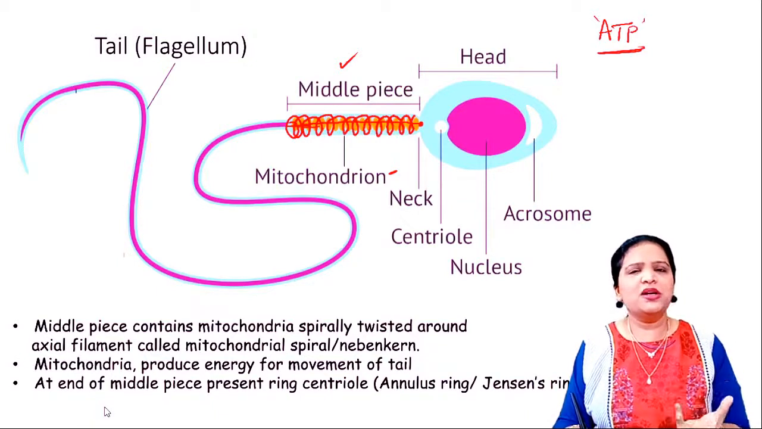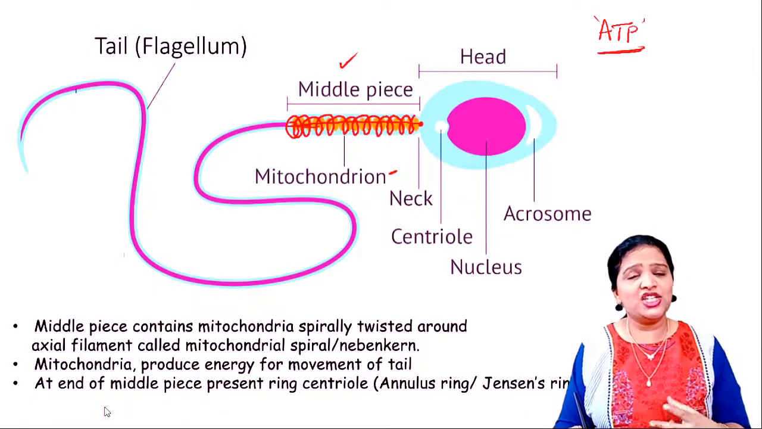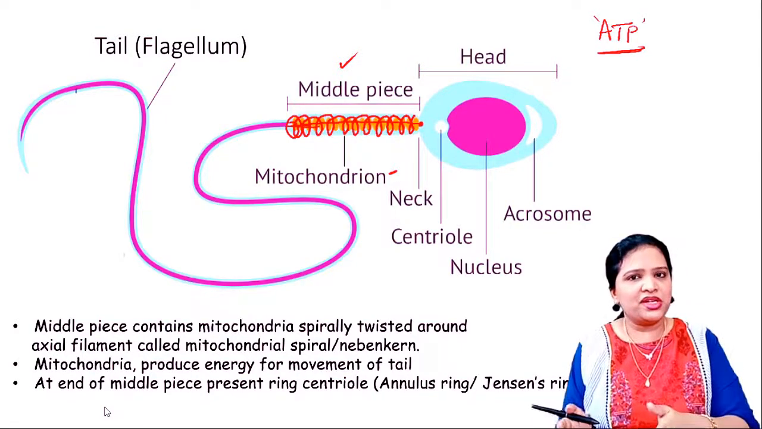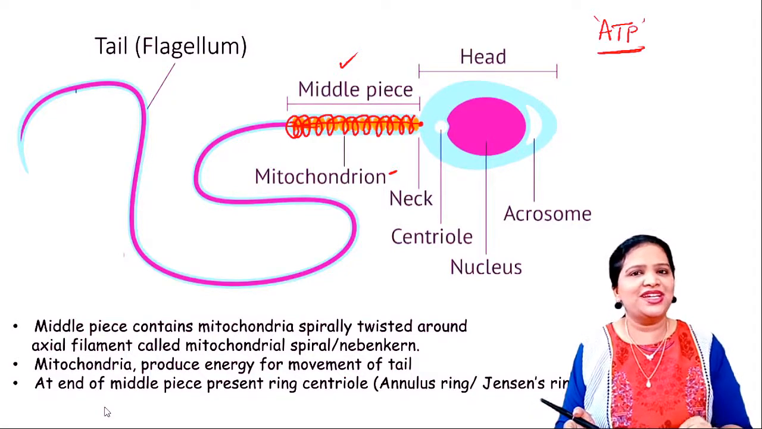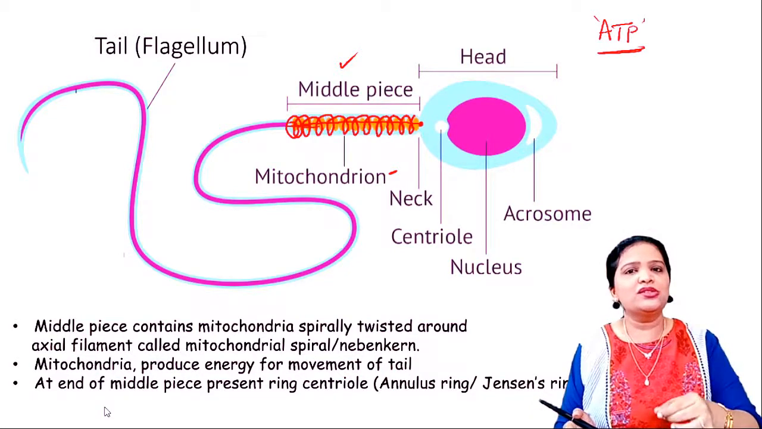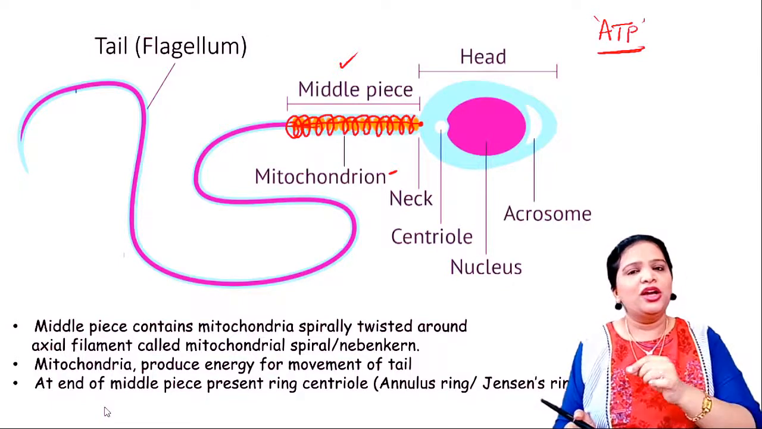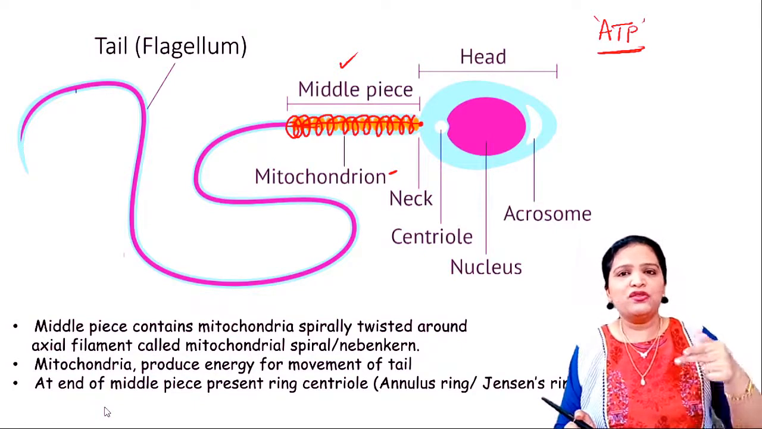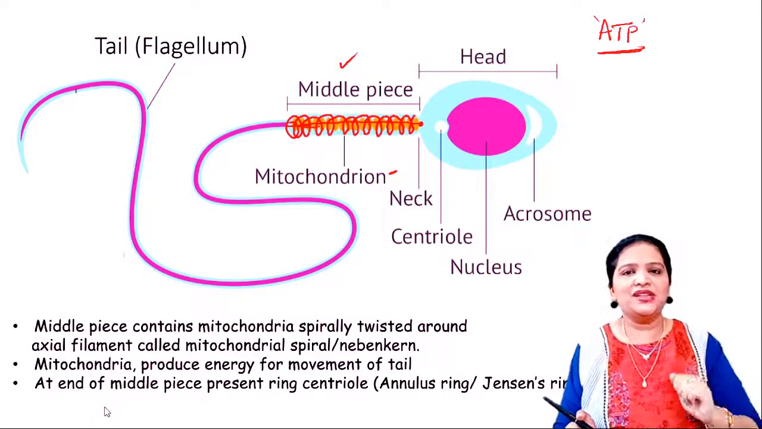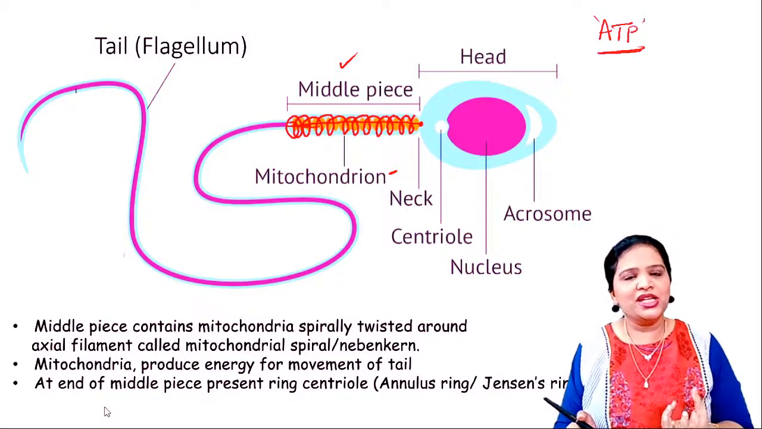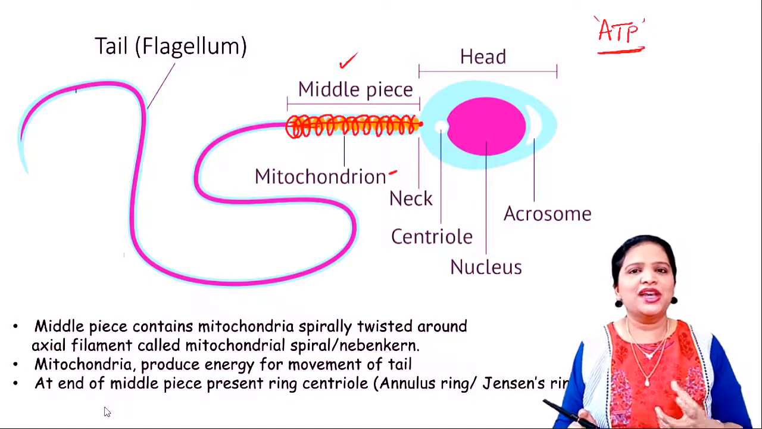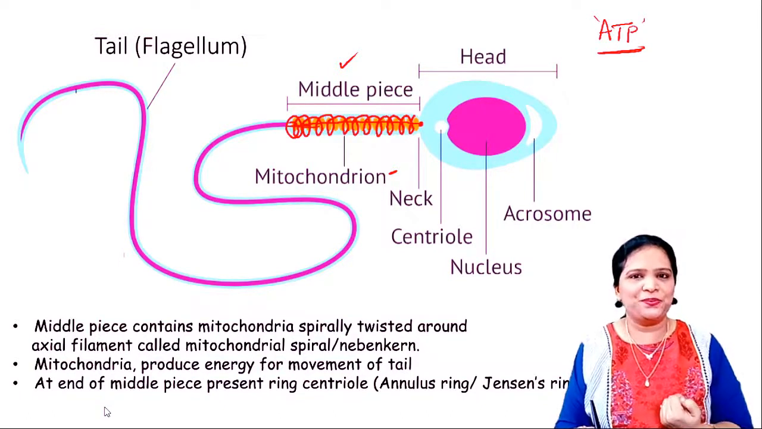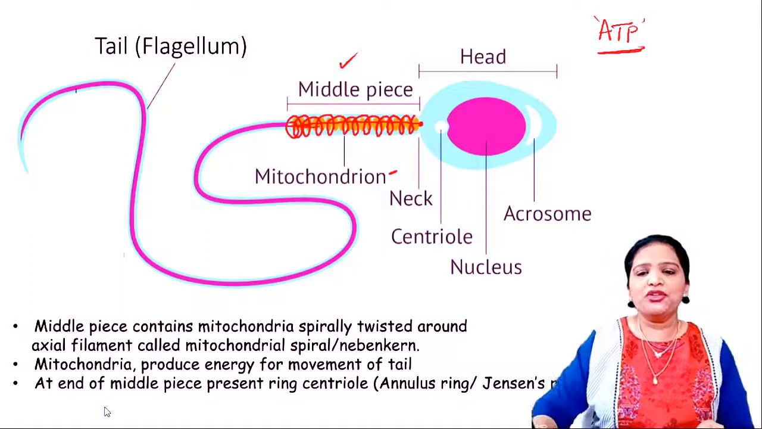So why does the sperm cell need mitochondria? Why does it need energy? Because after insemination, after the sperm has been released in the vagina of the female genital tract, it has to move till the fallopian tube in order to execute fertilization. So for that movement, it needs energy. And also for the fertilization, in order to penetrate inside the ovum, it needs energy. Right? So all this energy is generated by mitochondria, which is present in the middle piece region of the sperm. Clear? Right.